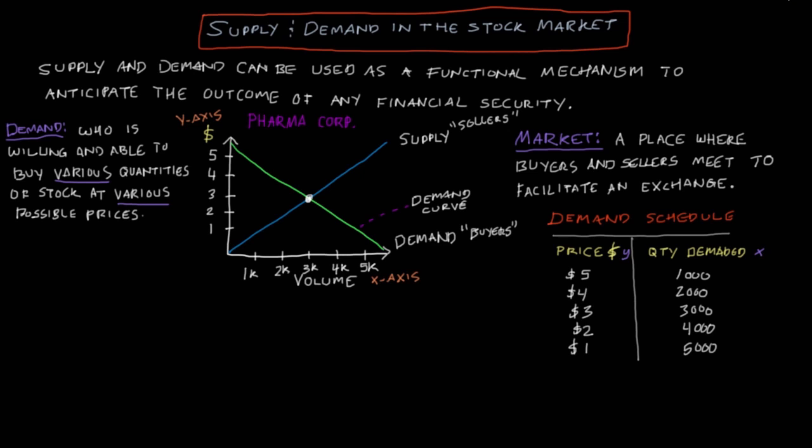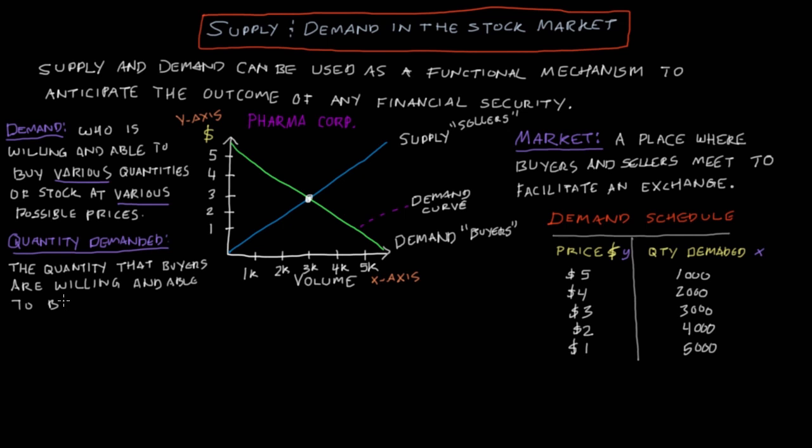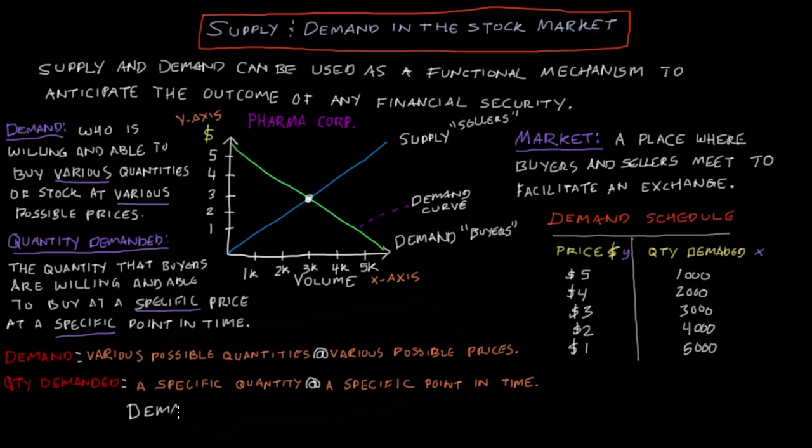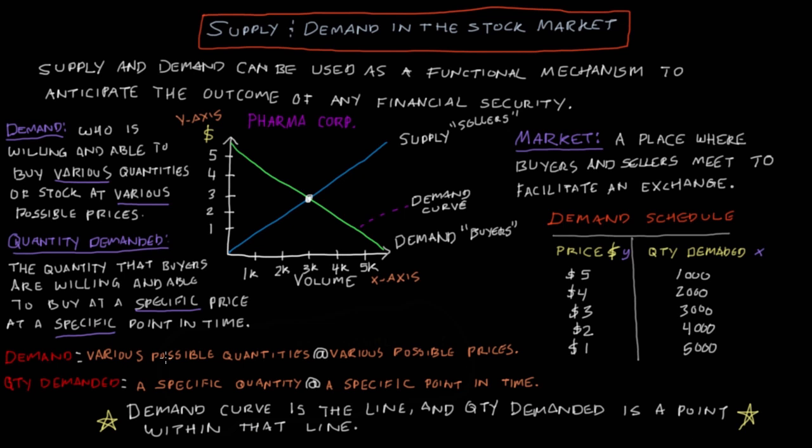The demand curve tells us, again, who is willing and able to buy various quantities of stock at various possible prices. I had to repeat this because it is often confused with another economic term called quantity demanded. Now, quantity demanded is the quantity that buyers are willing to buy at a specific price at a specific period of time. In other words, the demand curve is the line, and quantity demanded is a specific point within that line.